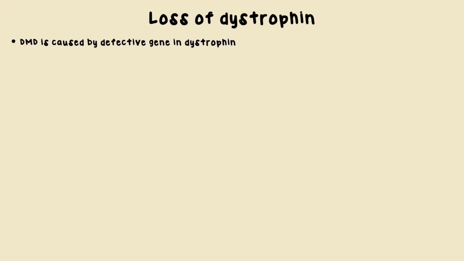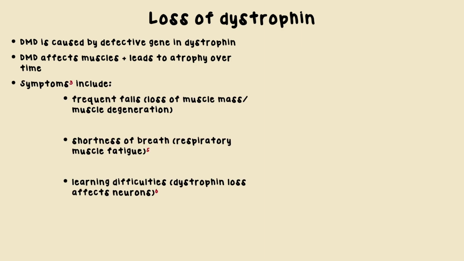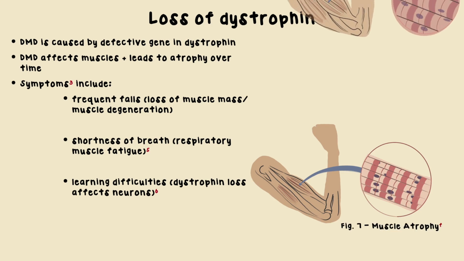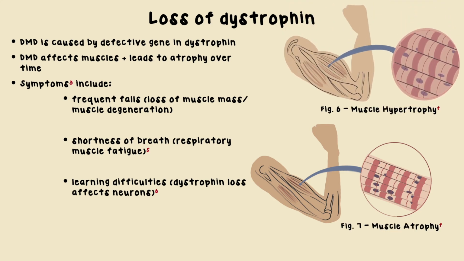Why is the loss of dystrophin so bad? We recall that DMD is caused by a defective gene that leads to a lack of dystrophin. DMD affects muscles and will lead to muscular atrophy over time. Atrophy is a degeneration of muscle tissue. This is shown in Figure 7. Compare it to Figure 6, which demonstrates muscular hypertrophy, which is an increase in muscle mass.